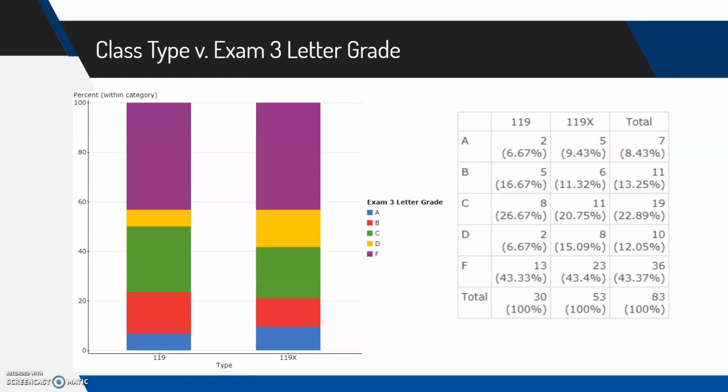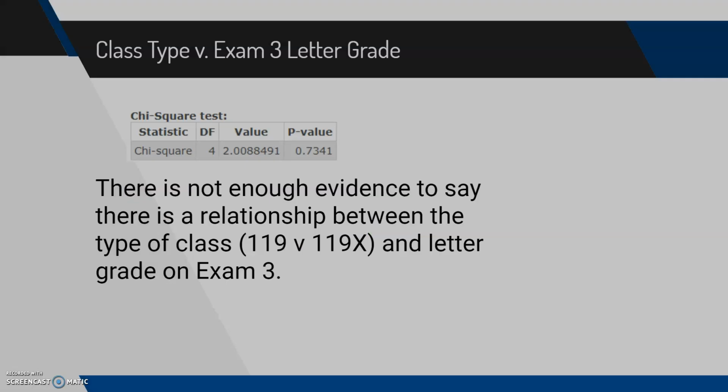Before I get there, let me just talk about the assumptions. One, we need a simple random sample, which, as we talked about before, I don't really have. So that's a problem. And the other thing I needed was expected counts of at least 5, and I didn't have that. Some of these categories were very small, especially the A's for both classes and the D's for the 119. So I didn't actually have those expected counts greater than or equal to 5. So unfortunately, my assumptions weren't met, but I'm going to continue anyways.